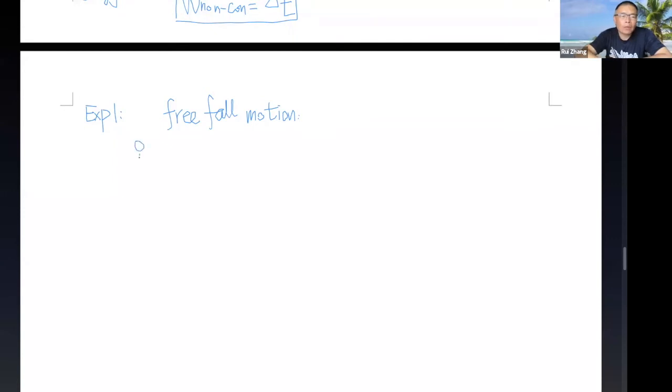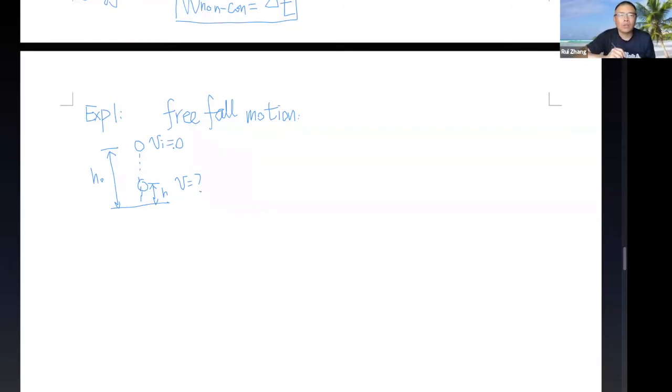So again, let's revisit this problem. You start from initial height h naught, and then the ball simply goes down, and at a certain height h, you want to figure out the velocity of the ball. The initial velocity here is simply 0. Now let's try to use energy conservation to solve this problem.